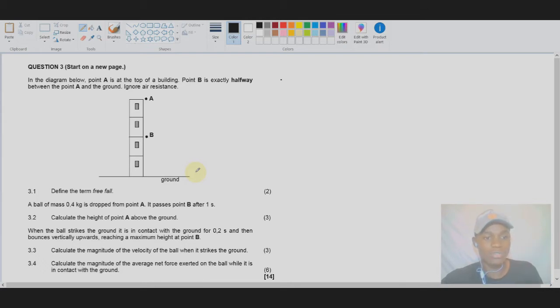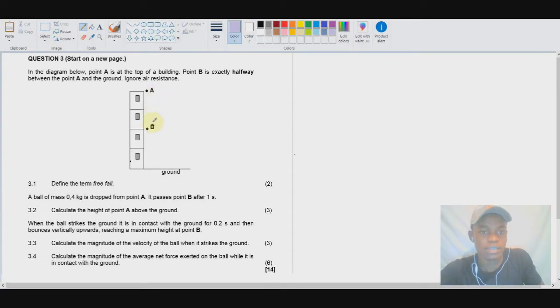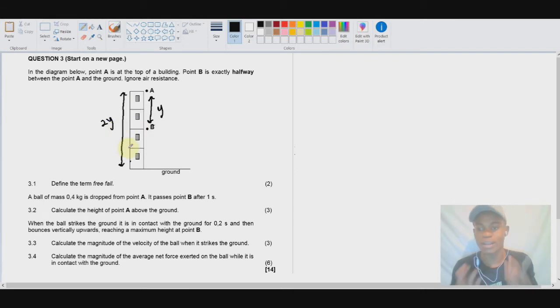So guys, just to test ourselves, I came with a question that I extracted from the Department of Basic Education 2018 June exam. Here they are saying that point B is located halfway of the building. That means if you move from A to B and this is y, then moving from A to the ground is 2y, because point B is located halfway. If AB is y, then B to the ground is also y, and summed together they give you 2y. So it's very important, as you read the question, to also analyze what the question is trying to say and write it down as you read.